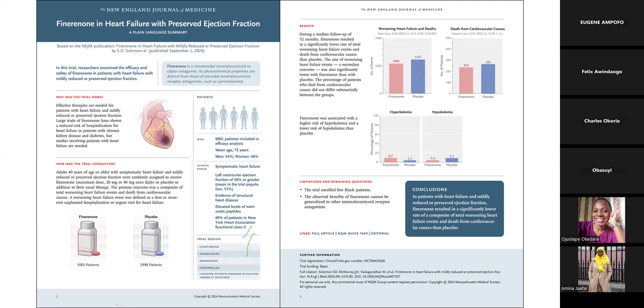Then finerenone in heart failure with preserved ejection fraction. That was a trial that ended last year, and the results were published, I think about September. The conclusion was that in patients with heart failure and mildly reduced or preserved ejection fraction, finerenone resulted in a significantly lower rate of a composite of total worsening heart failure events and death from cardiovascular causes than placebo.